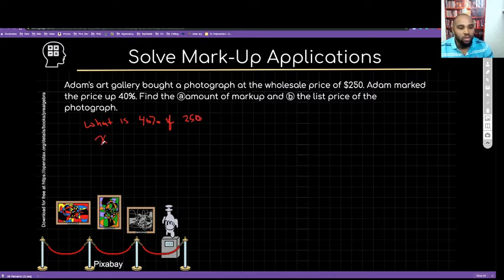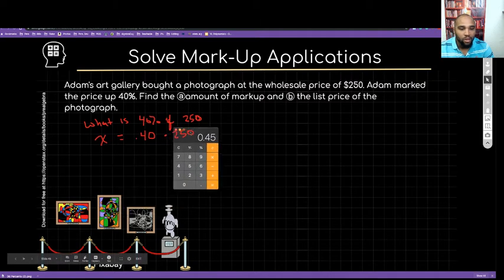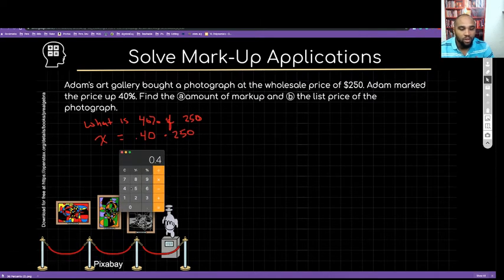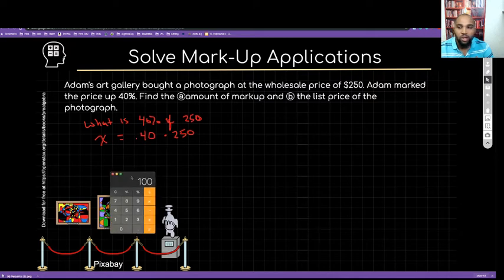So what is 40% of 250? And this is just going to lend itself to being multiplication. So let me get my calculator back out. And that's going to be 0.40 times 250. And there's $100 markup there. So he's going to add $100 onto it. So $100 is going to be added.